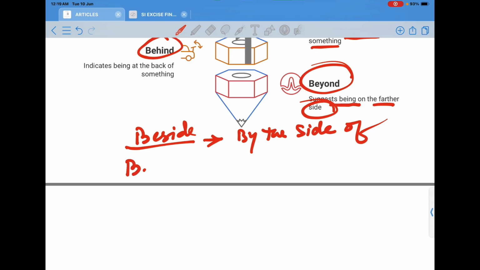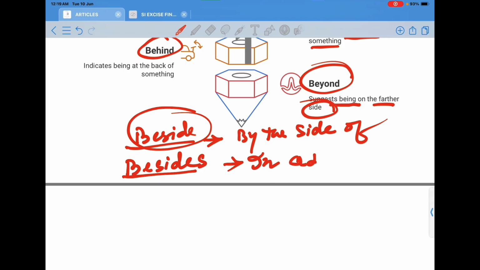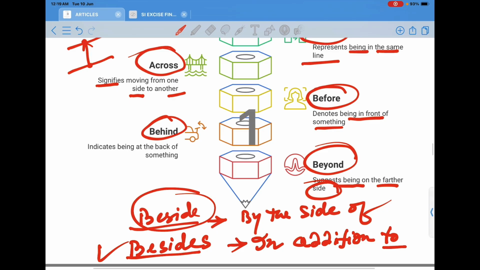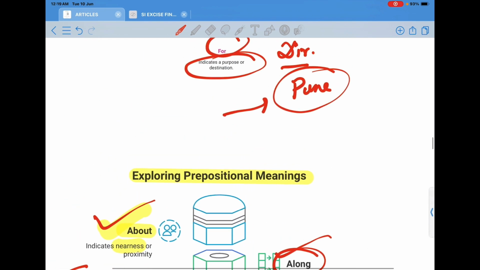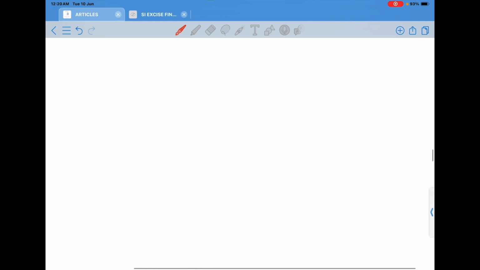And there is another, besides. So when to use besides? Besides means in addition to. Example, he is guilty of 5 killings and more besides. So there may be others. Okay, so that time you use besides. So this was all for article and preposition. If you study this one, I think 99 to 100% of questions you can solve by these notes that I have covered today.